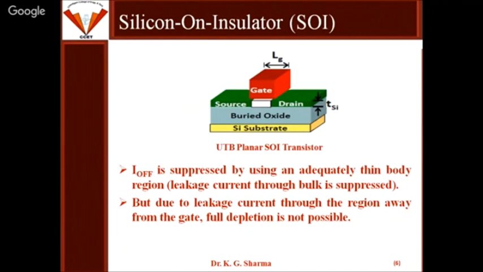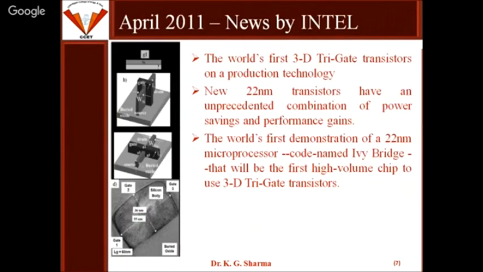Another option that was given was Silicon-On-Insulator. In this way, the off current, which is the leakage current, was suppressed adequately by the thin body region. But due to leakage current through the region away from the gate, full depletion is not possible. In April 2011, Intel announced the world's first 3D Tri-Gate transistors in production. The new 22 nanometer transistors have an unprecedented combination of power savings and performance gains. It was the world's first demonstration of a 22 nanometer microprocessor, codenamed Ivy Bridge, the first high volume chip to use 3D Tri-Gate transistors.